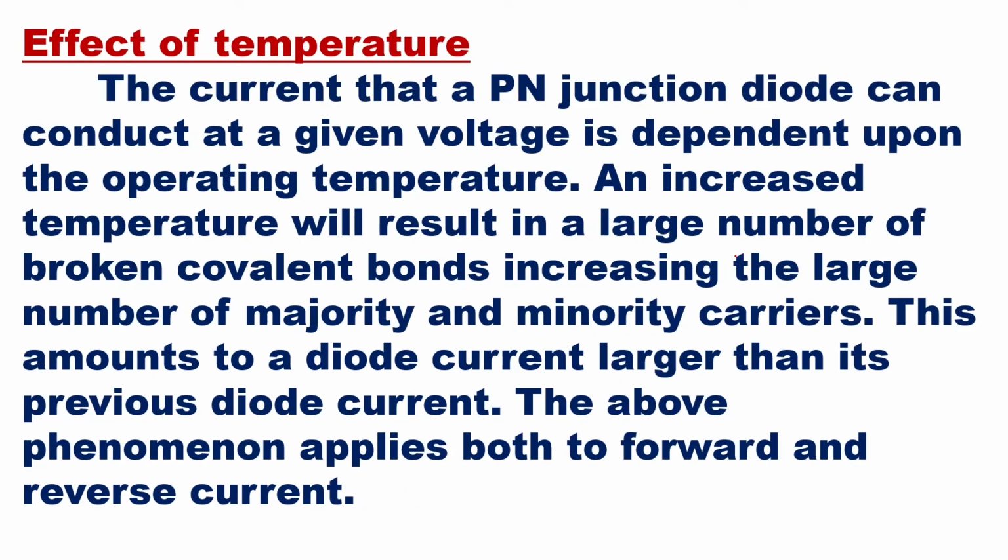Then what is the effect of temperature on this current conduction, whether it is in forward bias or reverse bias? The current that a PN junction diode can conduct at a given voltage is dependent upon the operating temperature. An increased temperature will result in a large number of broken covalent bonds, and that will increase the number of majority and minority carriers, and this amounts to a diode current larger than its previous diode current. So if the temperature increases, the diode current increases.